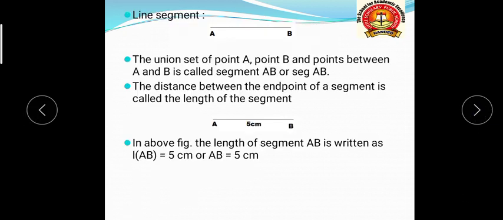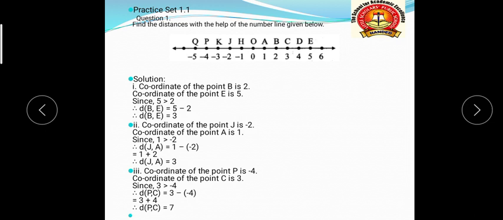So line, point, coordinate, and distance, these are the basic concepts of geometry. On this basis there are so many concepts, but here I am going to explain the questions. Now see the first question. Find the distance with the help of the number line given below. I will explain how to find the distance by simply subtracting the smaller coordinate from the bigger one.